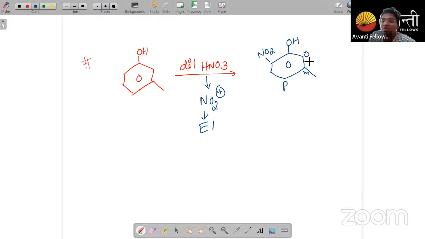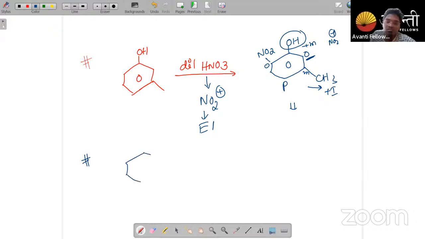But why, sir, is NO2 not attacking here? Many students will have this question. Why is it not on the opposite side of this one? Because of the hindrance of the OH and CH3 groups. Whenever NO2 plus tries to attack, the CH3 group, which is a plus I group, and OH, which is a plus M group, inhibit the attack of NO2 plus at the position opposite, the meta position of CH3. So this is the product you people need to remember.